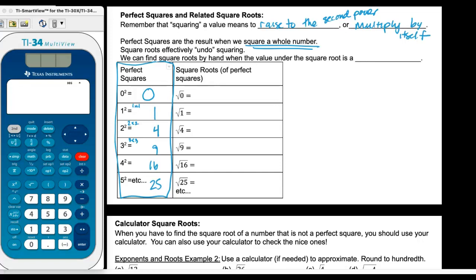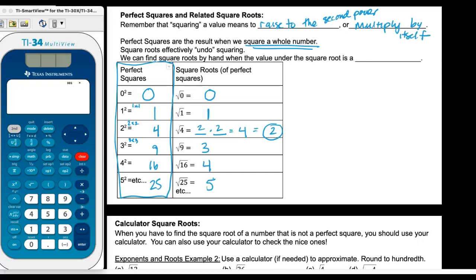So the square root of 0 just asks us, what times itself gives us the number underneath? So what times what gives us 0? 0 does. What times what gives us 1? 1. The square root of 4, we can say what times itself gives us 4? Well, the number 2 times itself gives us 4. So the answer here is 2. The square root of 9 is 3 because 3 times 3 gives us 9. Square root of 16 is 4. The square root of 25 is 5 since 5 times 5 gives us 25.